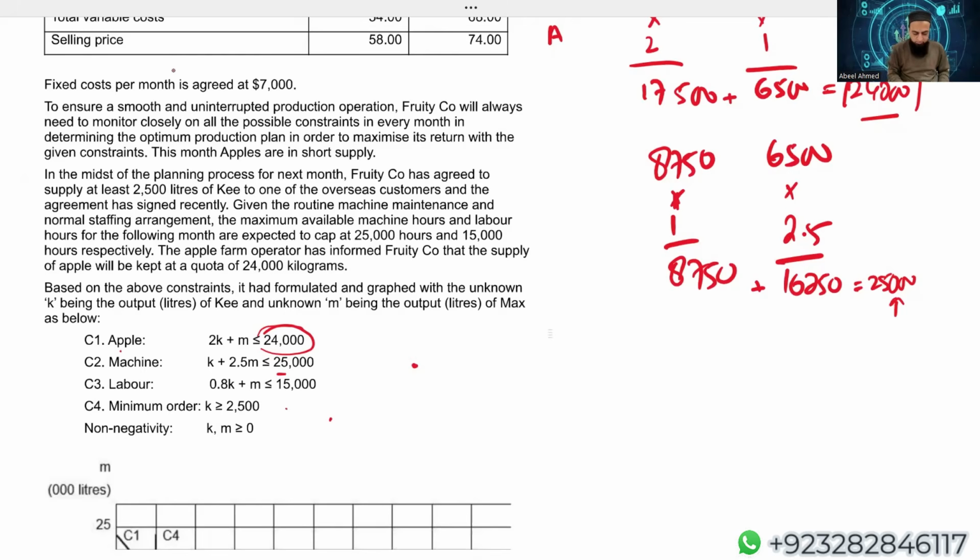Now let's check the labor hours. Labor hours available, we have 15,000. So logically, the available labor hours we won't be utilizing fully in our production mix. Only then can we say, when it comes to labor, the shadow price is zero. Let us check.